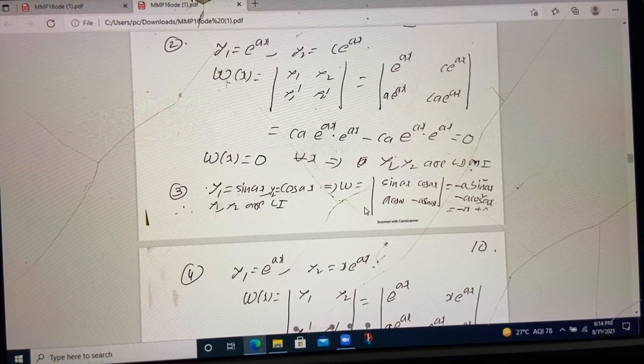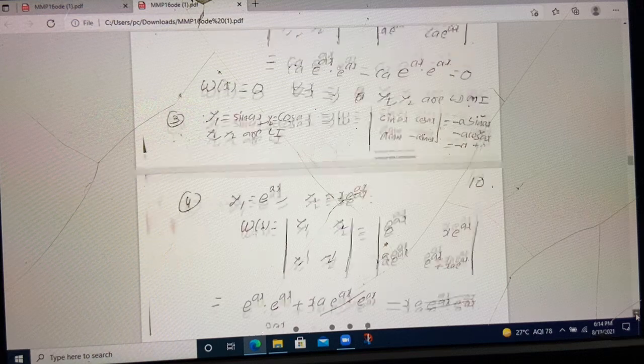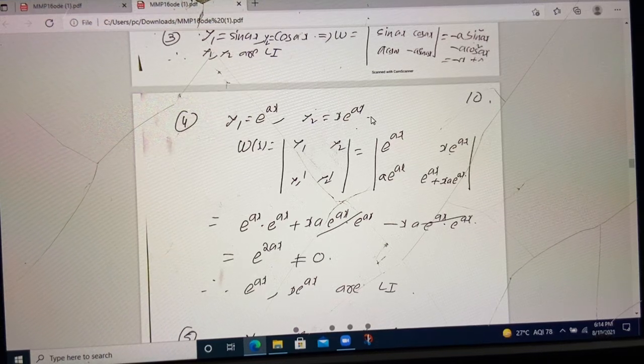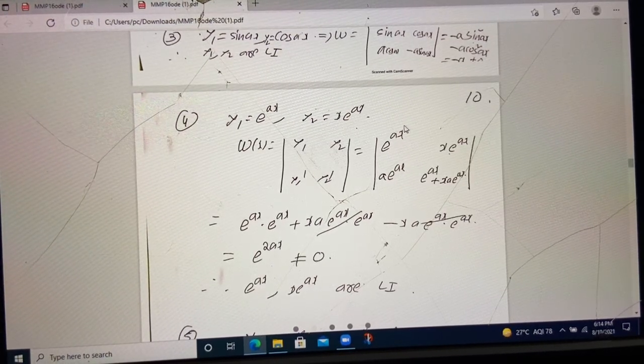Okay, so sin ax and cos ax are linearly independent, but e power ax and e power ax are linearly dependent. We have done c e power ax earlier. Let us take x e power ax. So y1, y2, y1 dash. What is the derivative of this? a e power ax. What is the derivative of this?